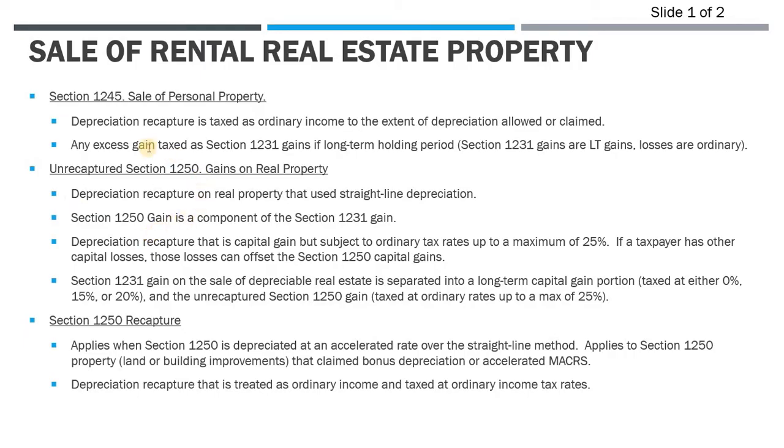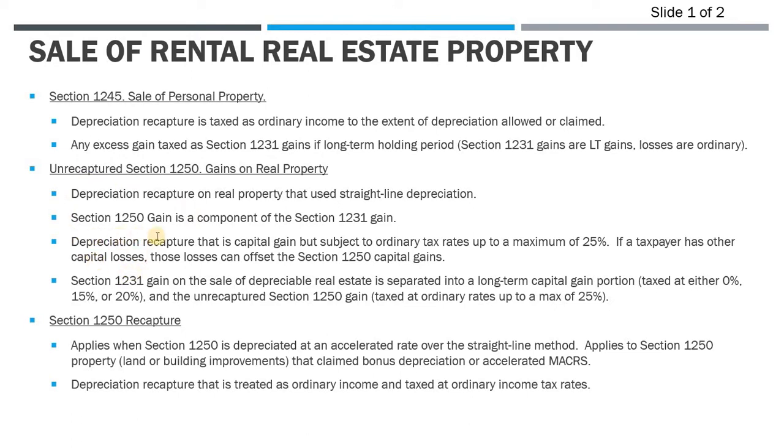Then the second one is the Section 1250 gains. When we talk about Section 1250 gains, we have to look at the unrecaptured Section 1250 and then Section 1250 recapture. They sound very similar, but they are quite different. Unrecaptured 1250 gains are the depreciation recapture on real property assets where we use straight line depreciation. Now, the Section 1250 gain is a piece of the 1231 gain, and I'll explain more about that later when we look at the numbers. But when we compute the overall 1231 gain, the portion that is attributed to this straight line depreciation of the real property is the 1250 component.